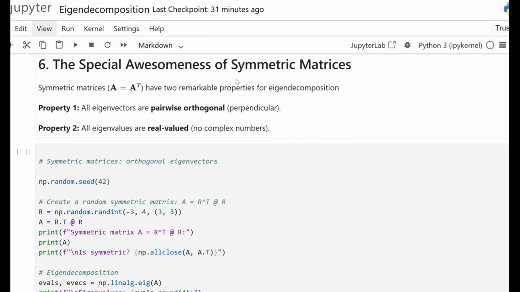Okay, now let me discuss symmetric matrices. Symmetric matrices, that is A which is equal to A transpose, have two remarkable properties for eigen decomposition. That makes them the rock stars of linear algebra in data science. Property 1, all eigenvectors are pairwise orthogonal, that is, perpendicular. And property 2, all eigenvalues are real valued, that is, no complex numbers. These properties are not shared by general non-symmetric matrices. They make symmetric matrices much easier to work with and give their eigen decomposition a beautiful geometric structure.